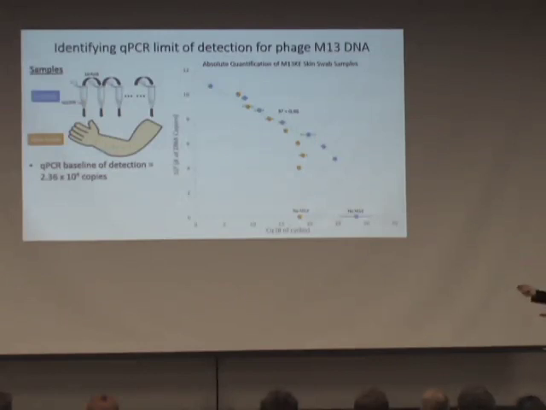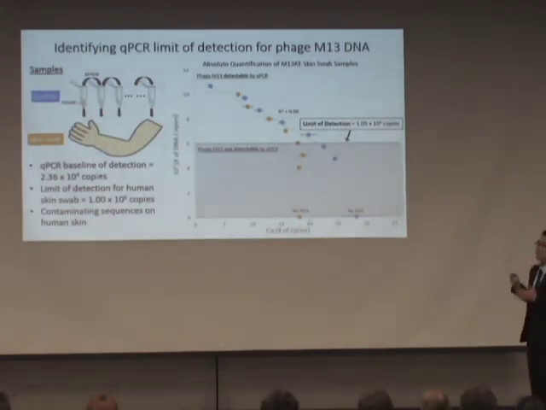And this means that if there's a lower Cq value, that means the qPCR machine is outputting a greater total number of DNA copies. And from this data, we concluded that the limit of detection by using qPCR to detect bacteriophages from swabbing the human skin was set at 10 to the 6th number of DNA copies. And this is due to the contaminating sequences on the human skin that are inflating the qPCR signal and giving us more DNA copies than it actually is.